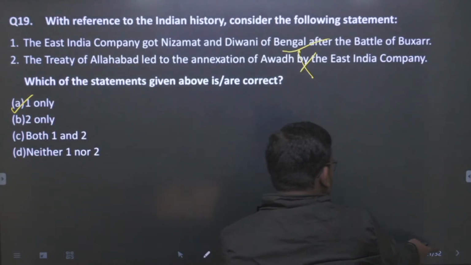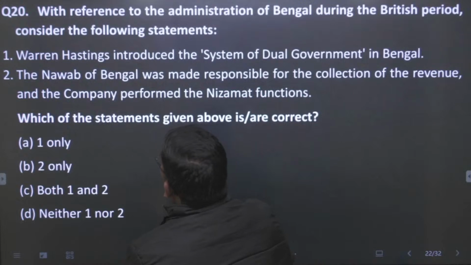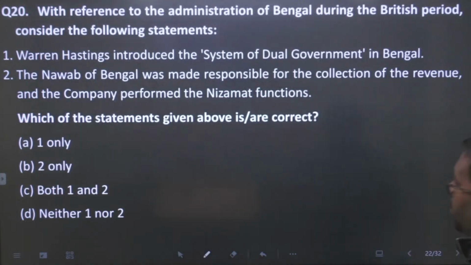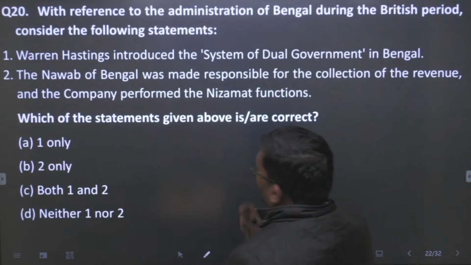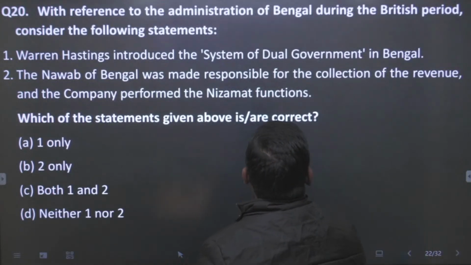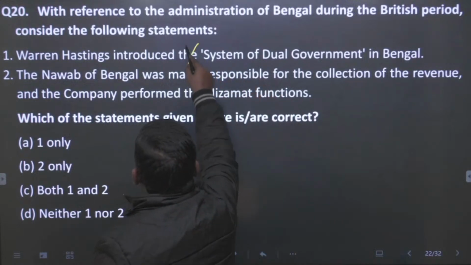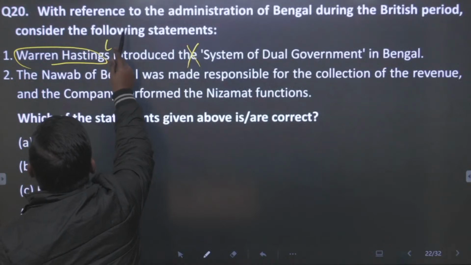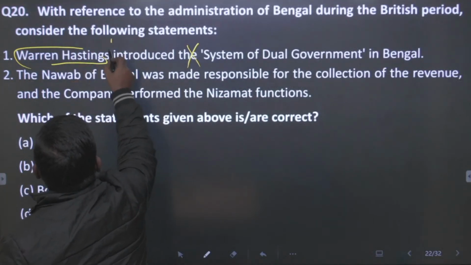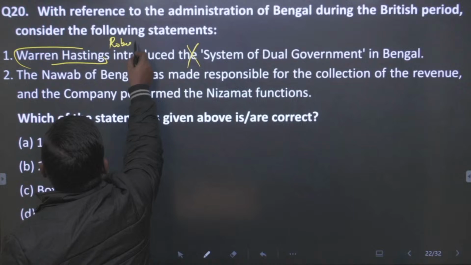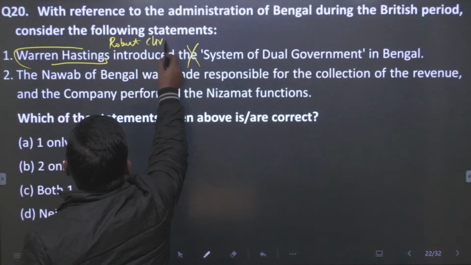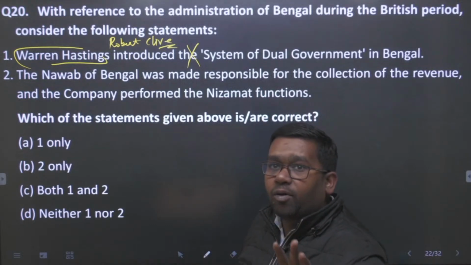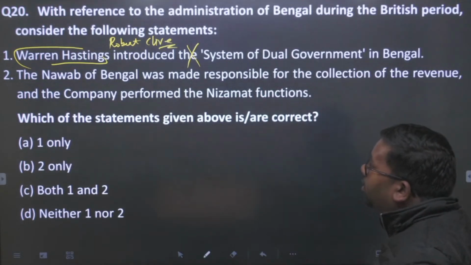Okay, let us see question number 20. With reference to the administration of Bengal during the British period, consider the following statements. Warren Hastings introduced the system of dual government in Bengal. This is false. It is not Warren Hastings but Robert Clive who introduced this system, and Warren Hastings ended this dual government. So this statement will be false.